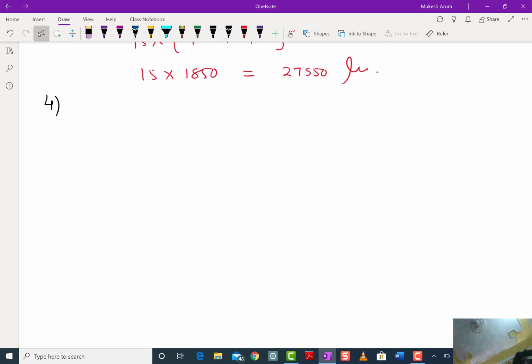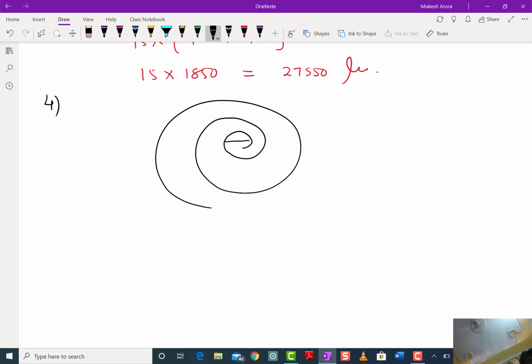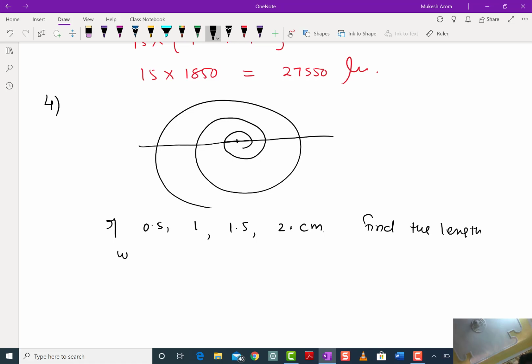A spiral is made of successive semicircles. This is one semicircle, this is the second, and the third semicircle, with radii 0.5, 1, 1.5, 2.5 centimeter. Find the length of wire to make the spiral.